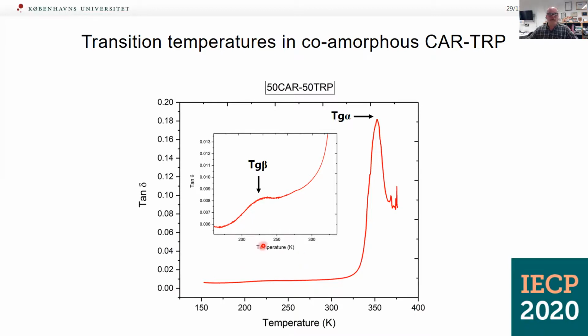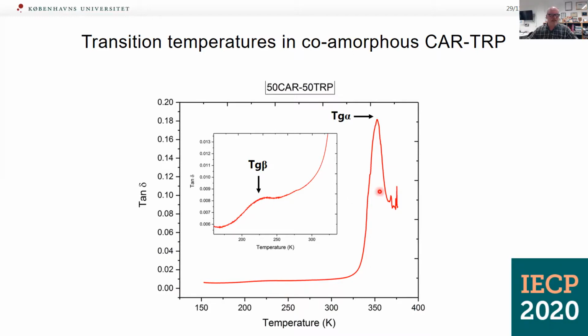And here we are determining the thermal behavior using dynamic mechanical analysis, not DSC, but DMA. And we get this large peak here in the tan delta, and that corresponds to the glass transition temperature of our co-amorphous system. But it's not the only thing we see. If we zoom in here in this temperature region, we see a second transition here, and that is the beta relaxation of the co-amorphous system.